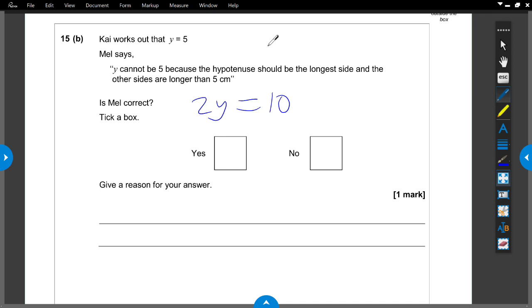If we wanted to go ahead and try to find what the hypotenuse is, we could work that out, and we'd see she's wrong. That's another way of doing it, but it's only a 1-mark question, and we don't want to be doing the full calculation here. So clearly she's wrong, and that's because 2y is the hypotenuse. 2 times y is 10.